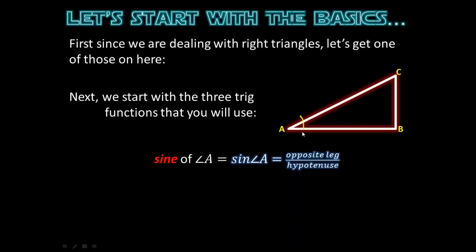First, let's start with sine. So the sine of angle A, which when we say angle A, we're talking about the measure of angle A, but for the purpose of introducing it, we're just going to call it angle A. That's the opposite leg, which is CB, over the hypotenuse, which is AC.